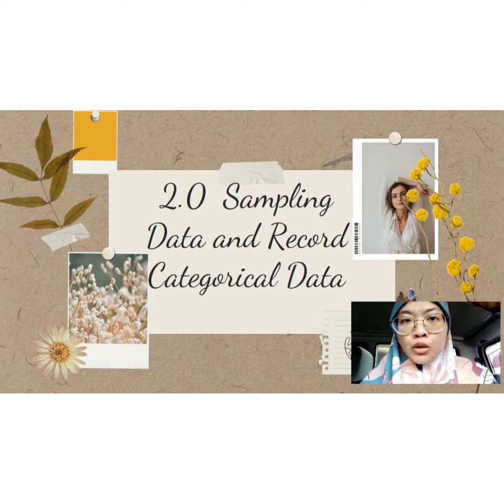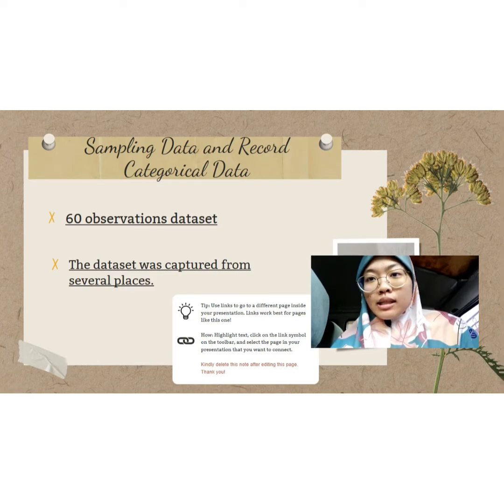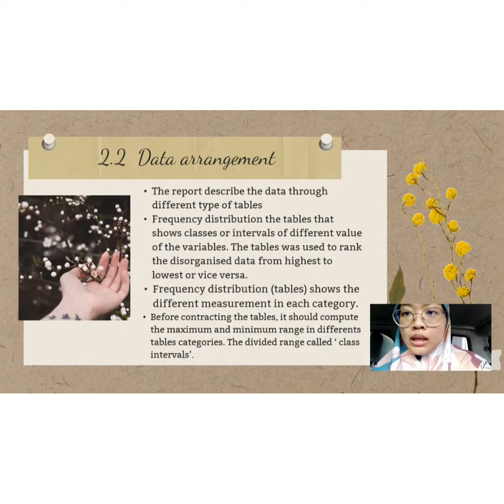I will explain part 2.0, which is sampling data and recording categorical measures. For this part, I will explain the table captured from several places, from a 60 observation data set. For 2.2, data arrangement, I will describe different types of tables.